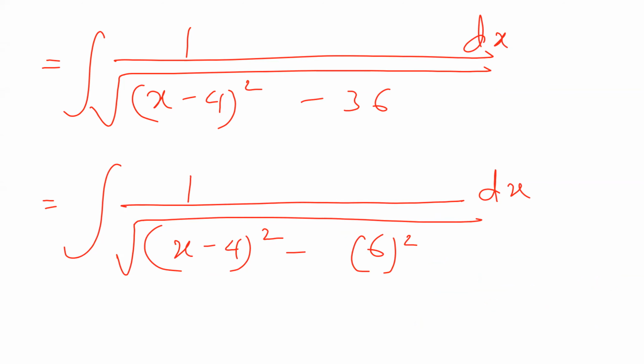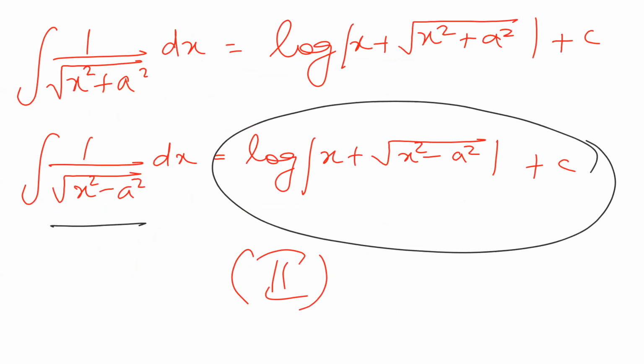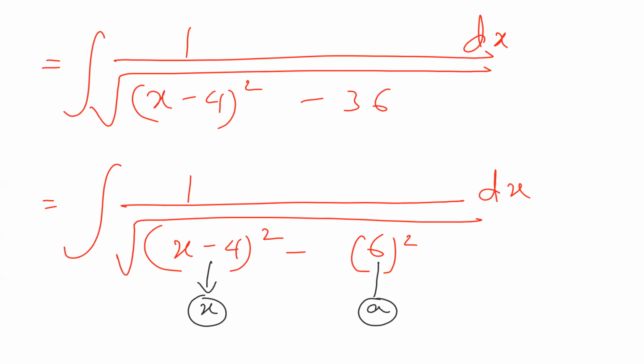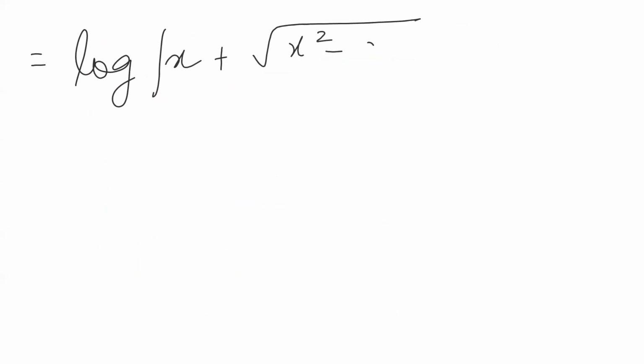Okay. So this is x and this is a. Second category formula, the second one: 1 upon root of x square minus a square. So first write down the formula: log modulus x plus root of x square minus a square plus c.